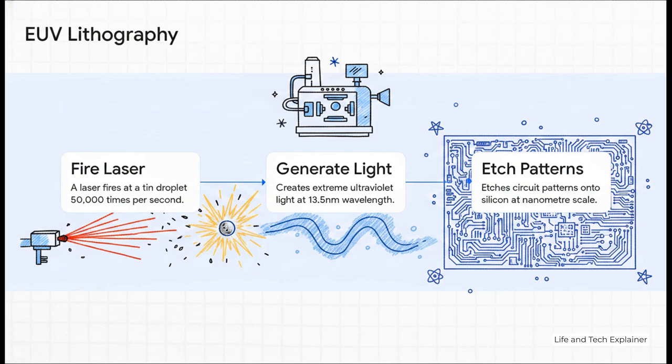Here's how it works. Step 1. A laser fires at a falling droplet of tin 50,000 times per second. Step 2. That microscopic explosion creates a highly specific 13.5 nanometer wavelength of light. And step 3, that specific light is used to etch nanometer-scale circuit patterns right into the silicon. I mean, exploding tin 50,000 times a second to carve microscopic cities is just magnificent.